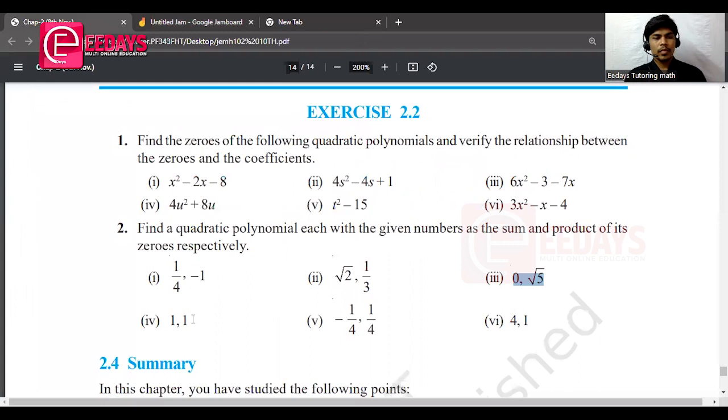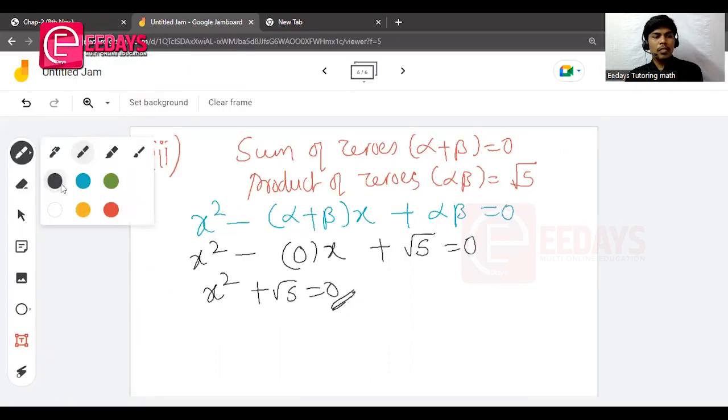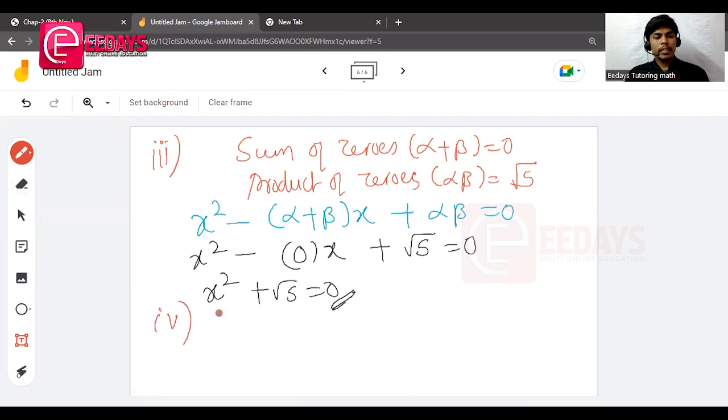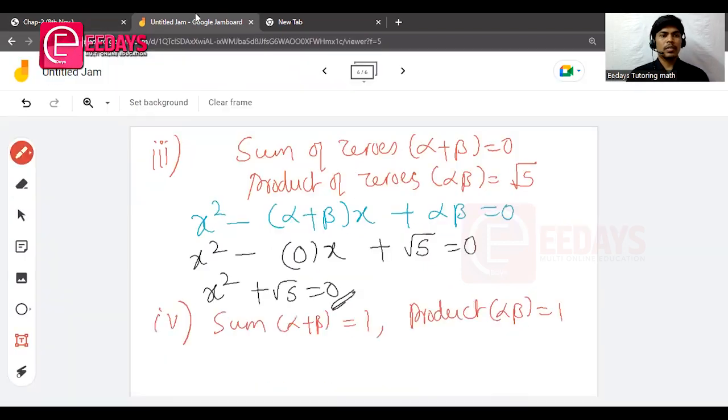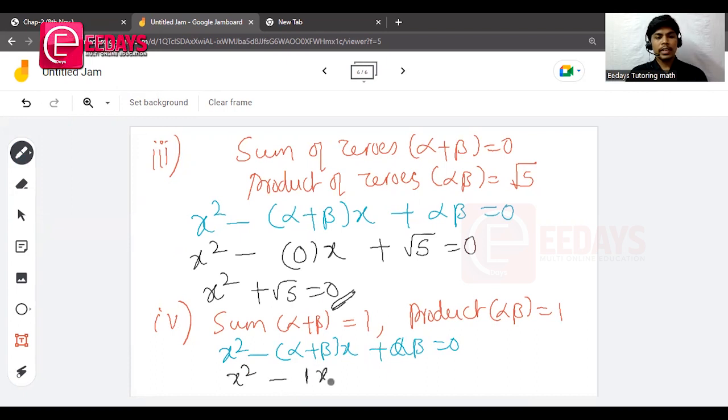All right. Now let's do the fourth one. They given sum of zeros, alpha plus beta is equal to 1, and product, alpha into beta, also 1. Okay. Let's substitute in the normal equation, x square minus alpha plus beta into x plus alpha beta is equal to 0. Let's substitute carefully. x square minus 1 into x plus 1 is equal to 0. After rearranging, x square minus x plus 1 is equal to 0. This is our required polynomial they're asking. All right.